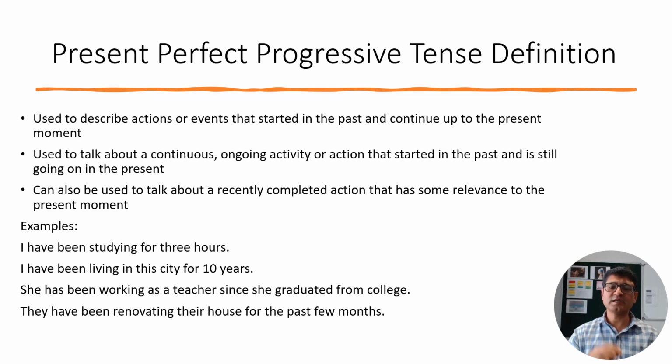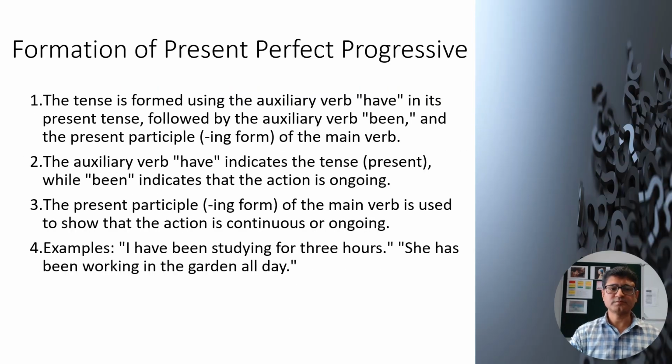And you can also see in all these sentences, the time has also been expressed. For example, in the first one, for 3 hours. In the second, for 10 years. In the third, since she graduated from college. And in the last one, for the past few months, right? So expressing time in this tense makes it more relevant, more precise, more accurate.